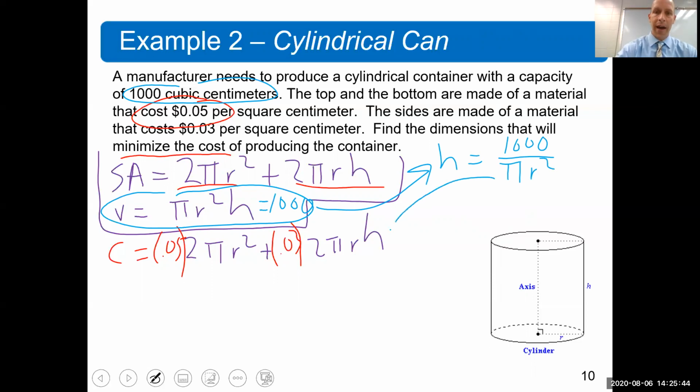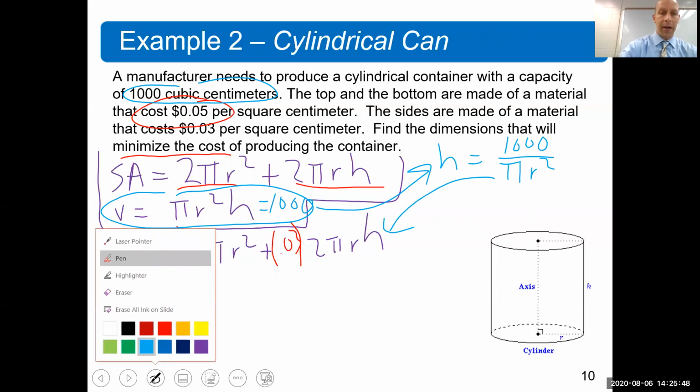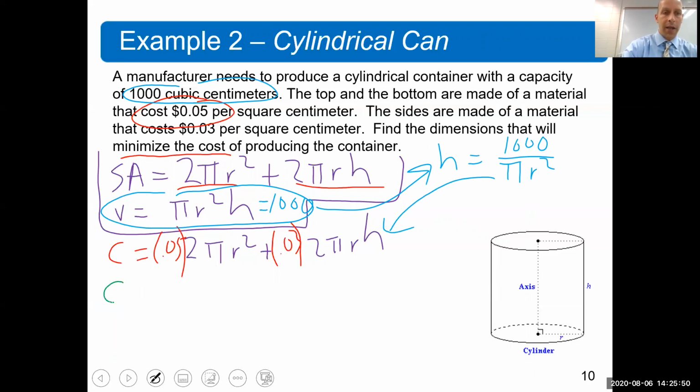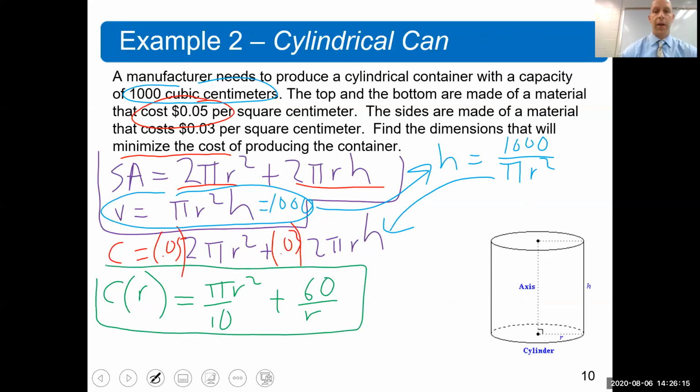Now I can plug that into here. I'm kind of taking a little bit of a liberty here, but I'm telling you that the cost function is now going to be in terms of one variable. I'm going to cheat here just a little bit. I'm going to let you figure out all the simplification, but it's going to give you pi over 10 r squared plus 60 over r. This is after you simplify all the stuff that I've done there.